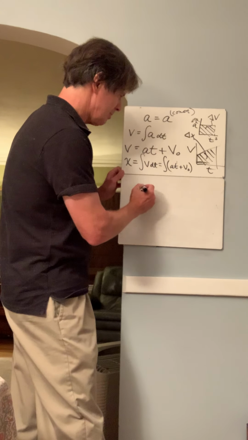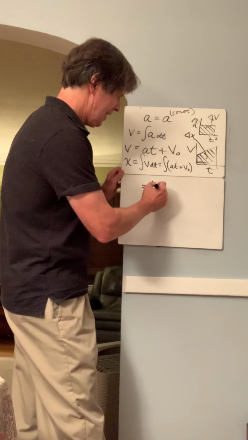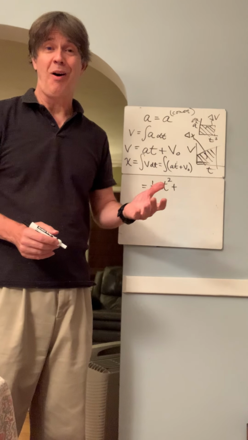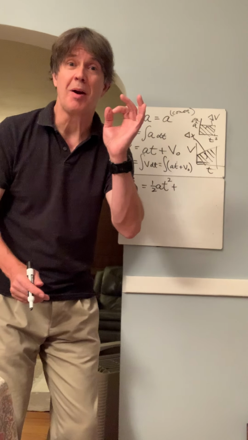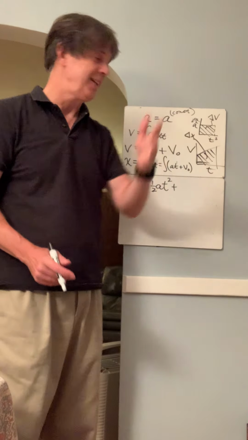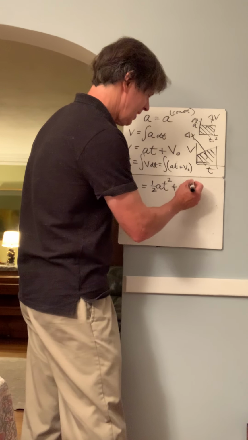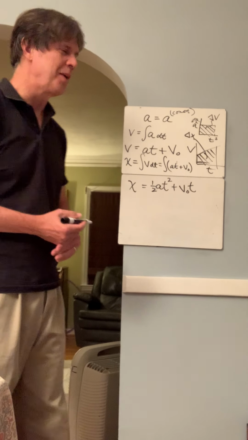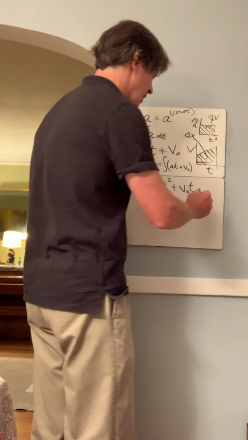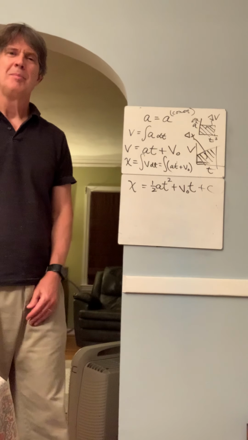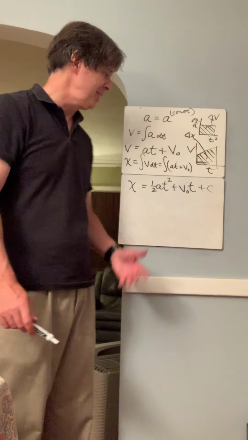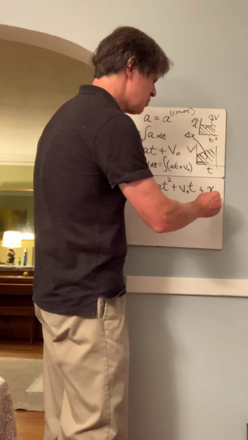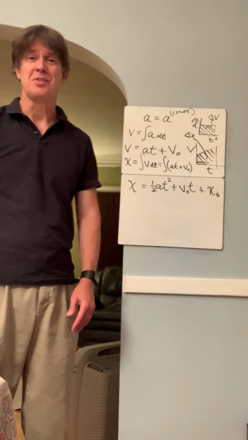So really this becomes 1/2 at squared plus, well, actually the integral of v naught is v naught times t to the 0. Add 1 to the 0 and you get a 1. And so it's going to be v naught t. Now, is that true? Is that where you end up? Well, what about the plus c? It's plus a constant, right? But the context of this is obvious, I believe. The constant is where you started, x naught.